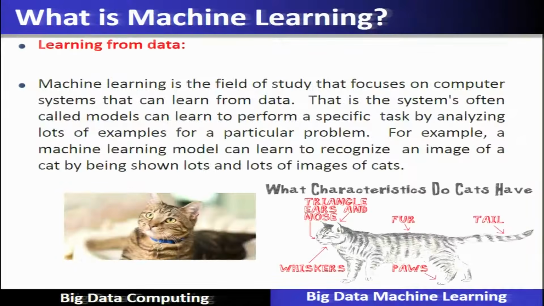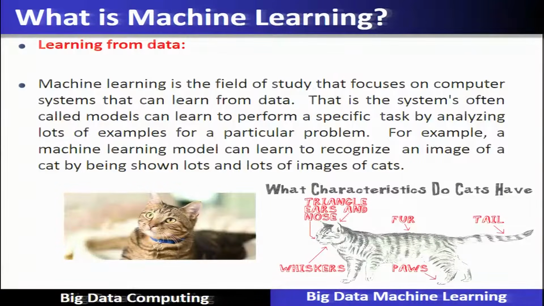Machine learning overview. What is machine learning? Machine learning is the learning from the data. So, machine learning is the field of study that focuses on computer systems that can learn from the data. That is, the systems, often called the model, can learn to perform a specific task by analyzing a lot of examples for a particular problem. For example, a machine learning model can learn to recognize an image of a cat by being shown lots and lots of example images of the cat.